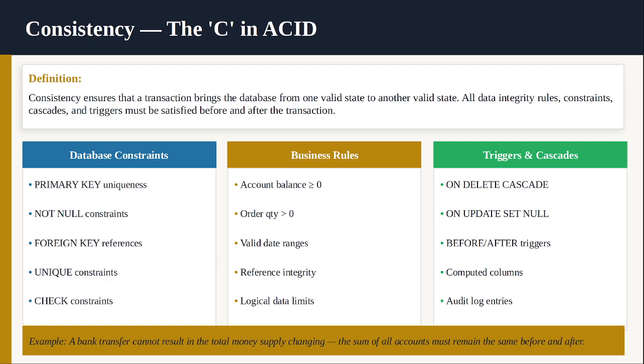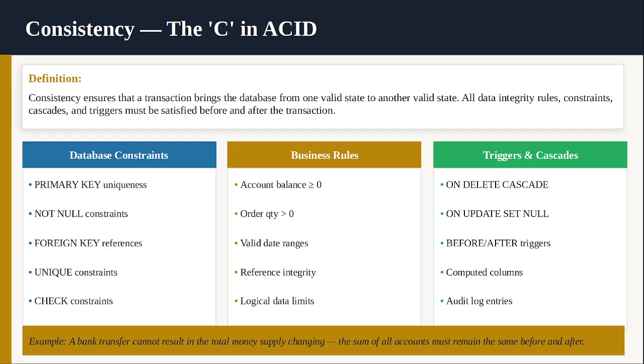What is consistency? Consistency ensures that a transaction brings the database from one valid state to another valid state. All data integrity rules, constraints, cascades, and triggers must be satisfied before and after the transaction. Database constraints. Firstly, primary key unique. Secondly, not null constraint. Third, foreign key reference. Fourth, unique constraints. Fifth, check constraints.